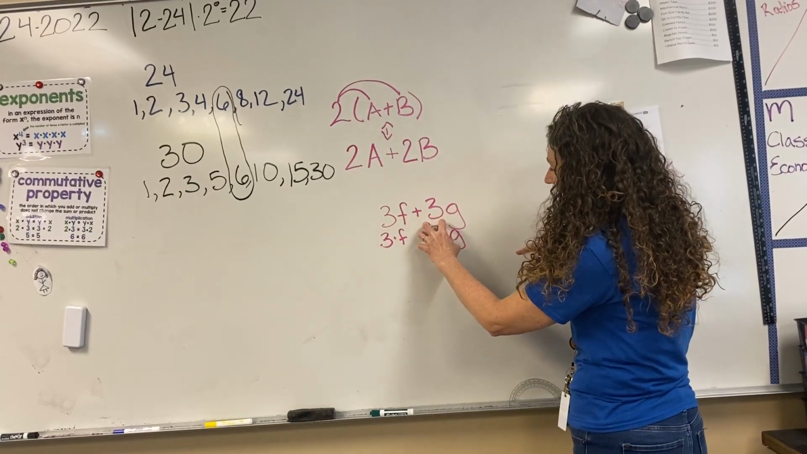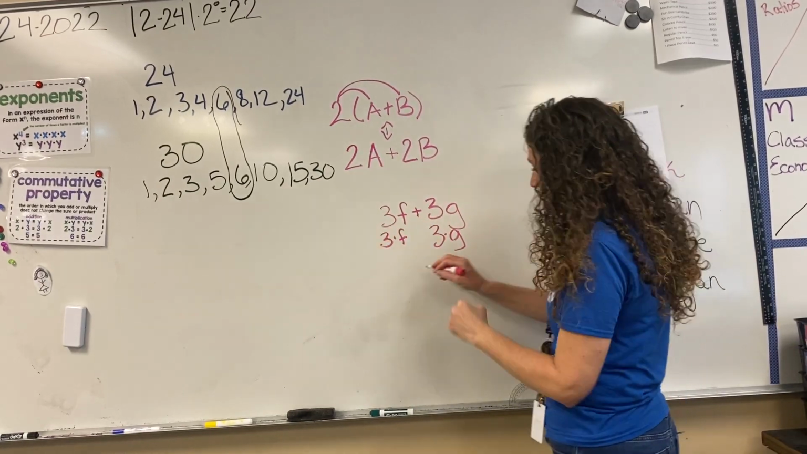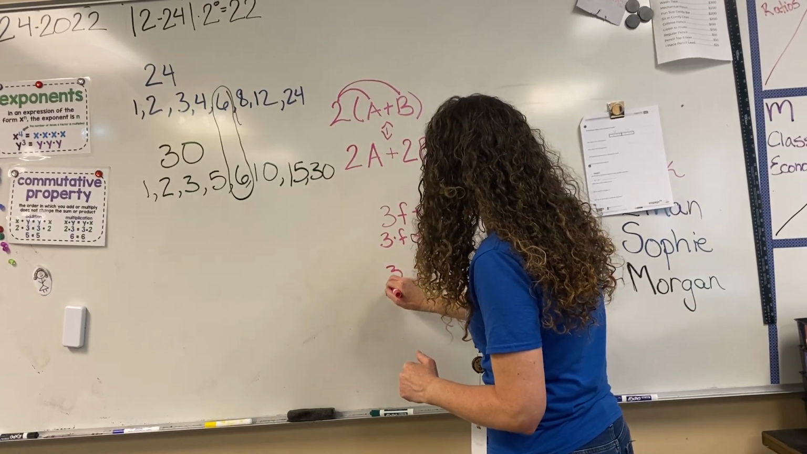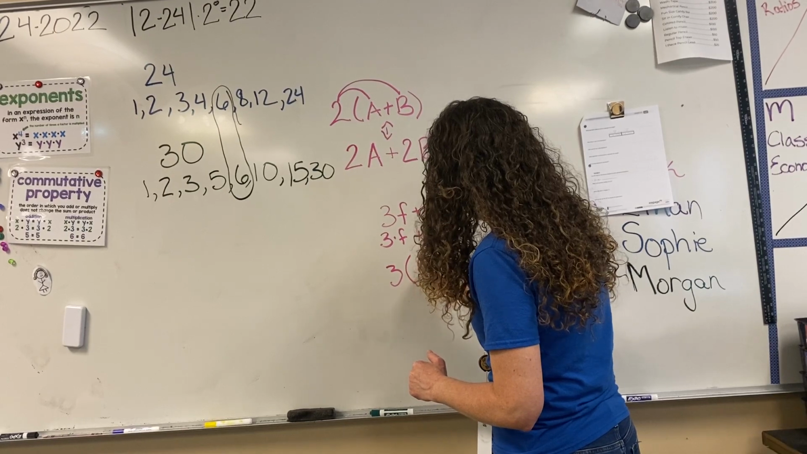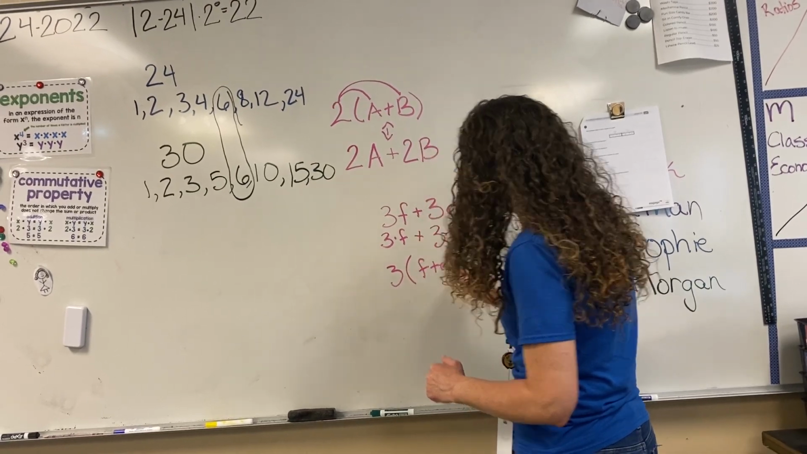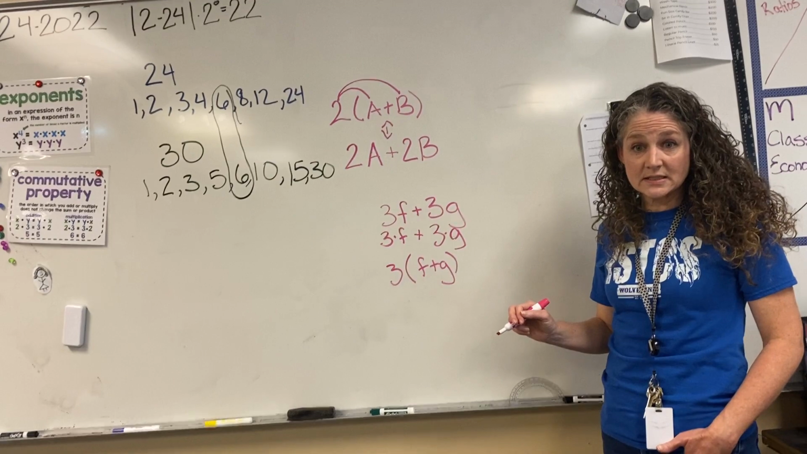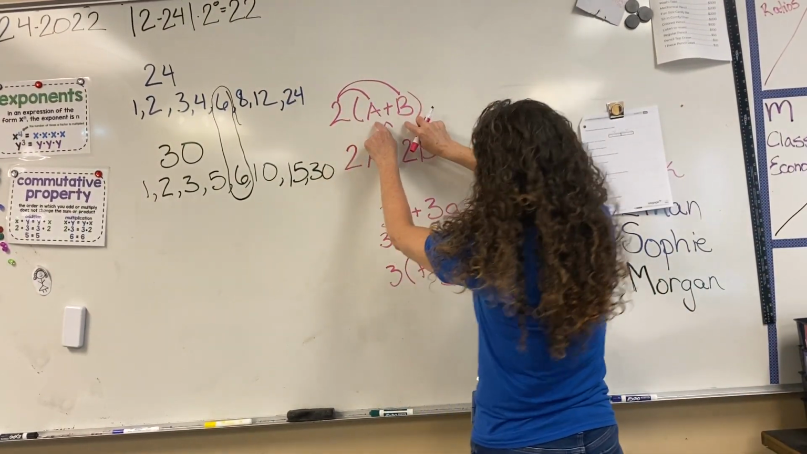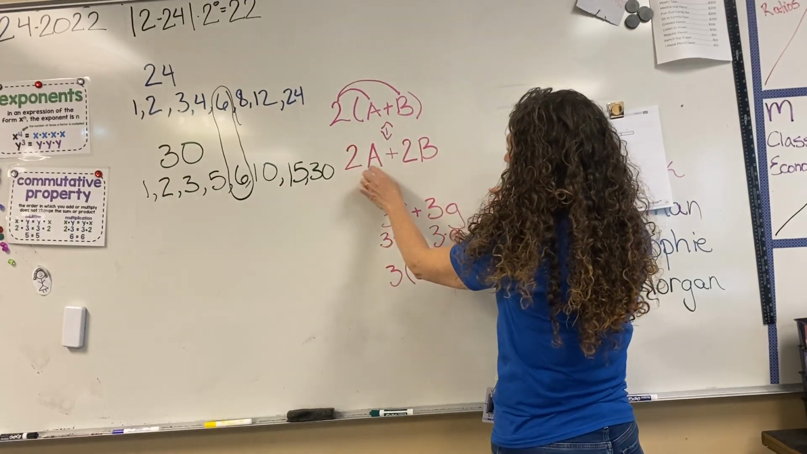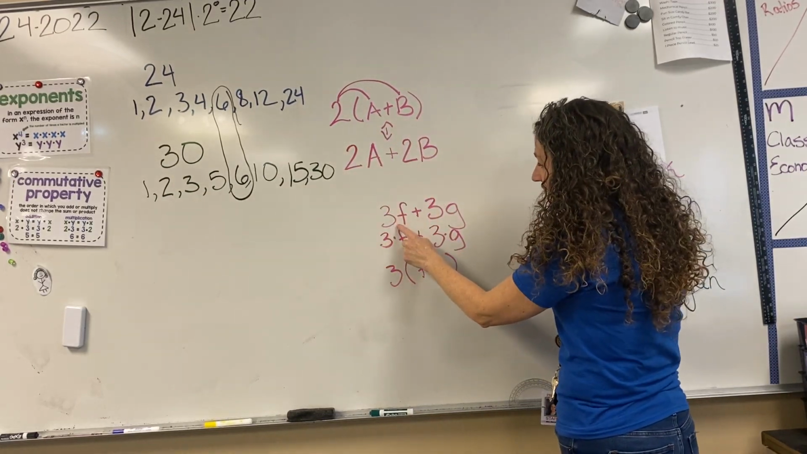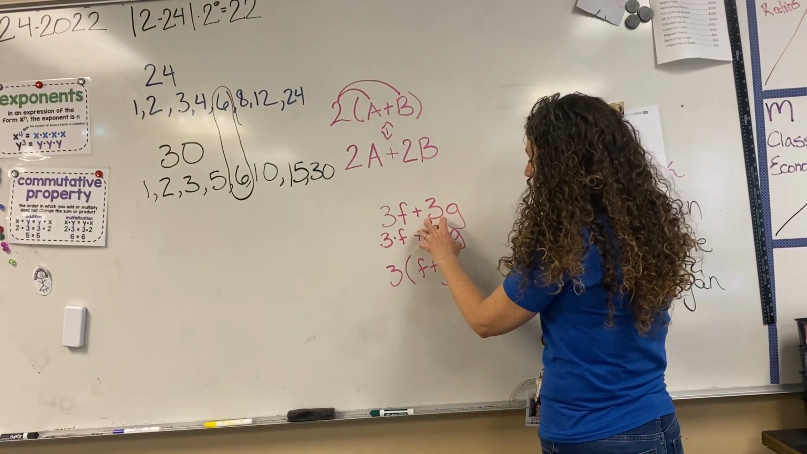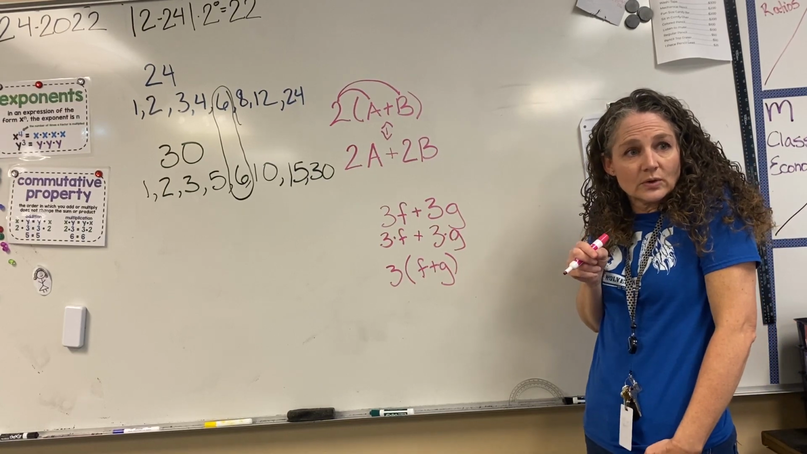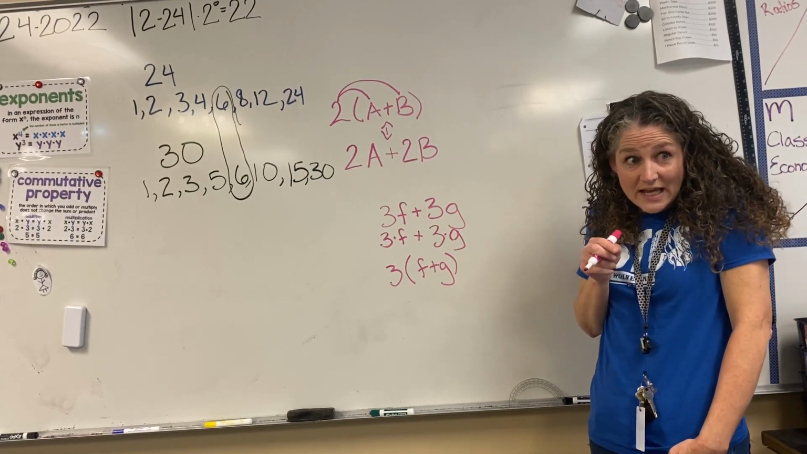So what I can do is pull this 3 out of both of them and say, because I have this plus sign, 3 times F plus G. Do you guys see how we went backwards? Here we said 2 times the sum of A plus B, and then we got to 2A plus 2B. And here I had 3F plus 3G, and I pulled that 3 out and stuck it in front. Is that a legal thing to do? Yeah, it totally is.